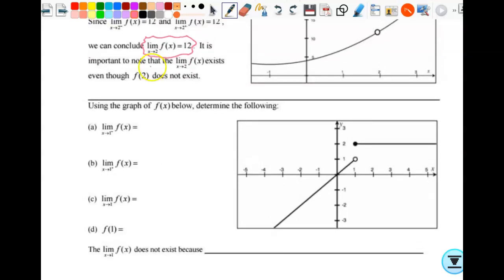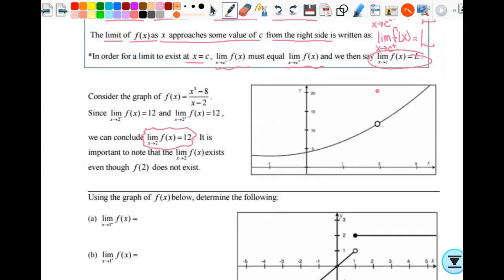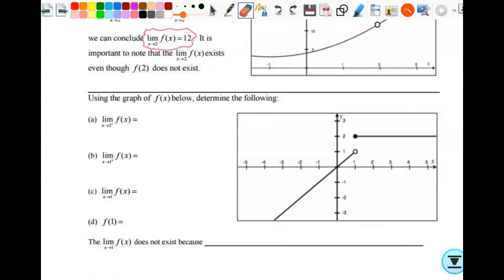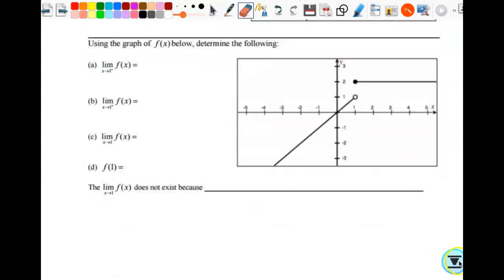So it's important to note that, well, in this case, let me erase that now. I missed that last sentence there. It's important to note that the limit exists even though f of 2 does not exist. And it would still exist even if it existed and it was at a different point. So let's look at this example here.